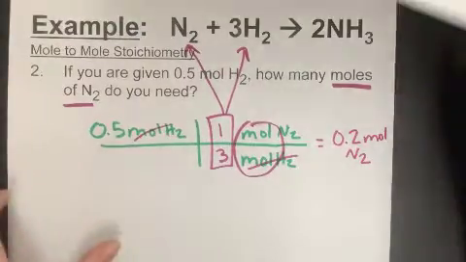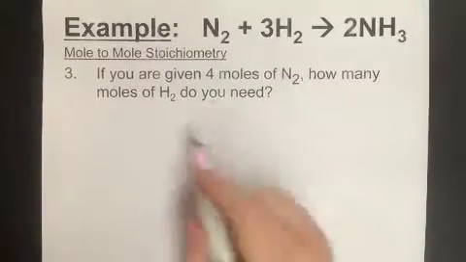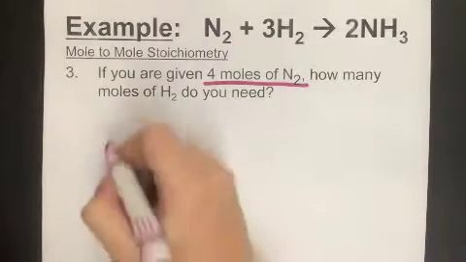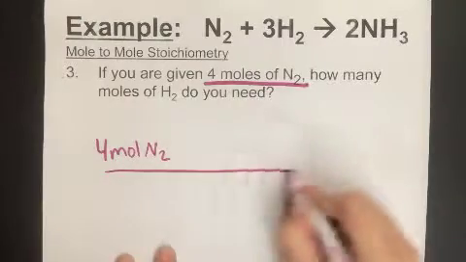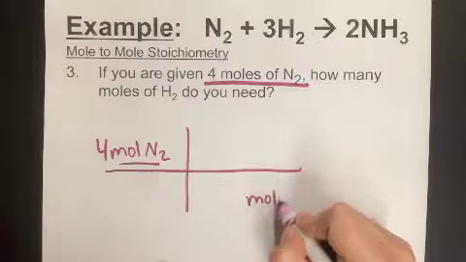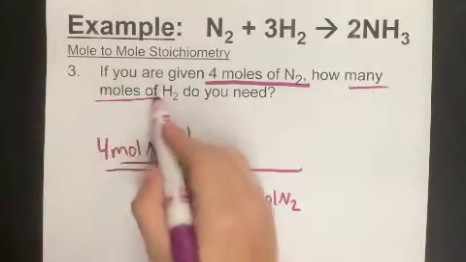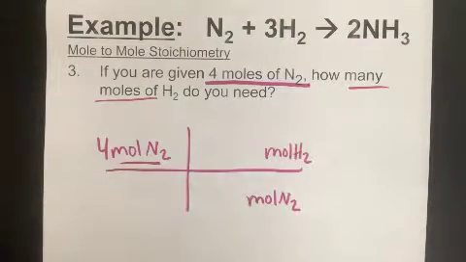So does this mean that you always have this 1 and this 3 where they're at? Not necessarily. Okay, so let's try a couple more and then we'll move on to the harder stuff. So we have 4 moles of N2, so we can put 4 moles of N2 on top and draw your table. We have moles of N2 on top, so we're going to put moles of N2 on the bottom. Whatever you're trying to get to goes on top. So in this case, we're trying to get to moles of H2.